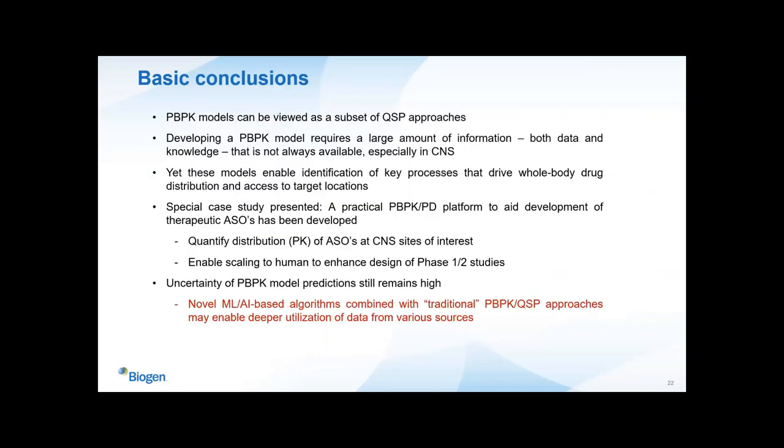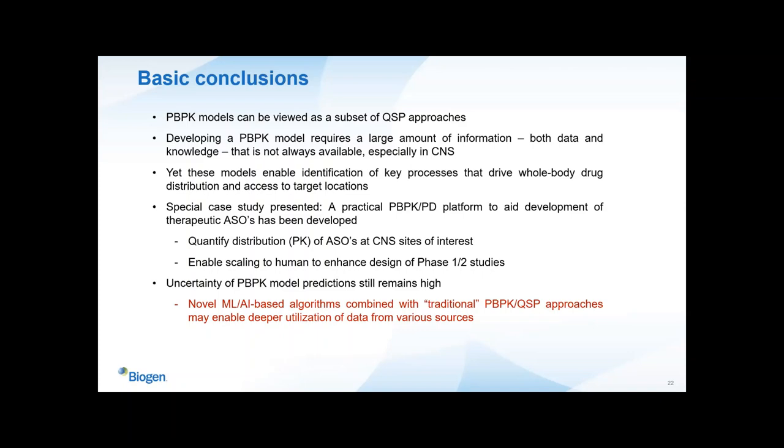And now I came to the final slide of my presentation. So let me conclude that the PBPK models can be viewed as a subset of QSP approaches in general. Developing this type of models usually requires a large amount of information, data, and knowledge. And the problem is that this information is not always available, especially for the CNS therapies. Yet, these models enable identification of key processes and rates that drive the whole body distribution and especially access to target sites within the CNS in the brain.